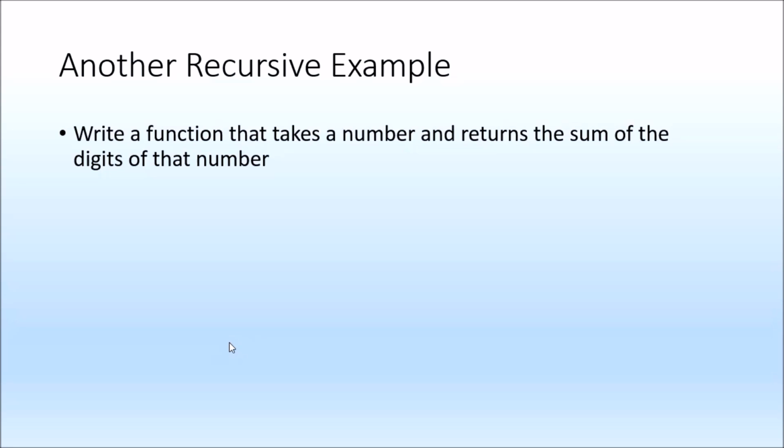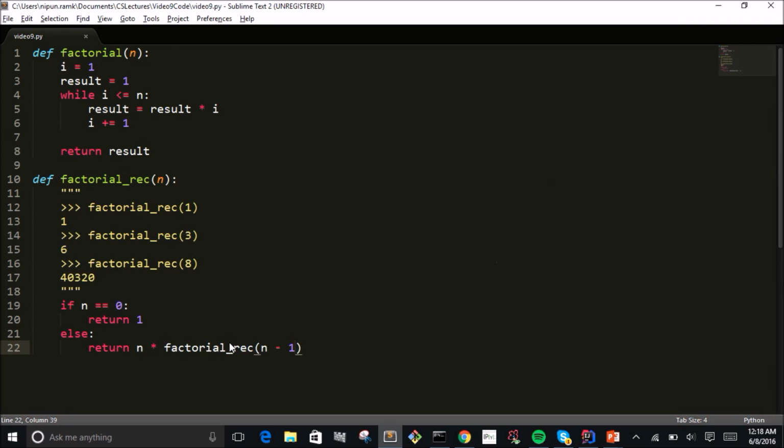So what we're going to do is we're going to write a function that takes a number and returns the sum of the digits of that number. Alright, so I'm going to call this function sum digits. And I encourage you to do this however you want.